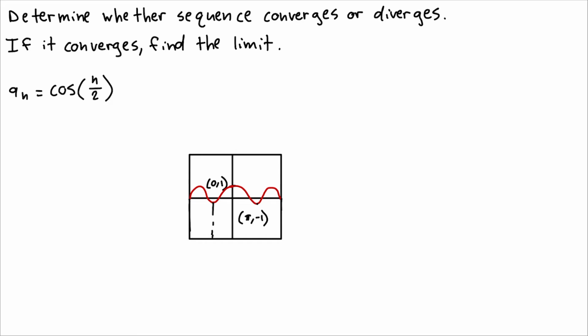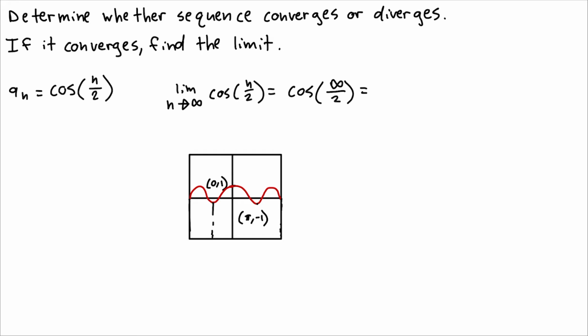Okay? Just not super important, but that's how the graph of cosine looks. It oscillates, right? That's a fancy word you can use. Now, one way we can determine whether this sequence converges is by finding the limit. So let's go ahead and do that. We'll take the limit as n approaches infinity of cosine of n over 2. Well, if we try direct substitution, we have cosine of infinity over 2.